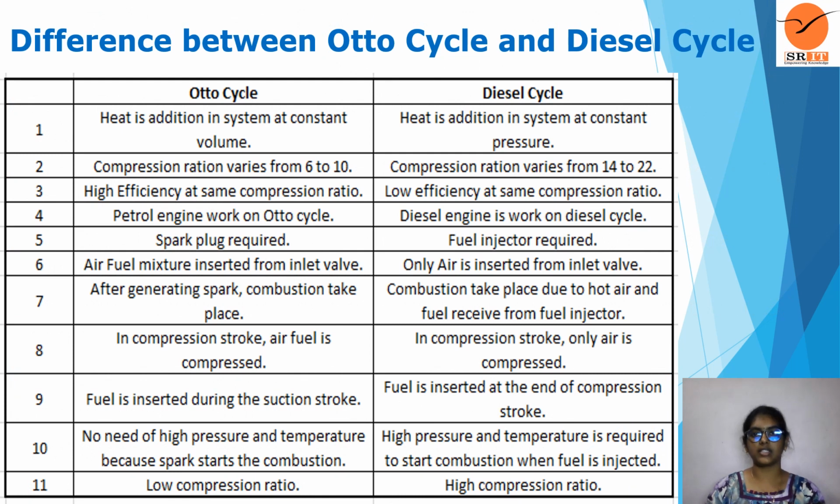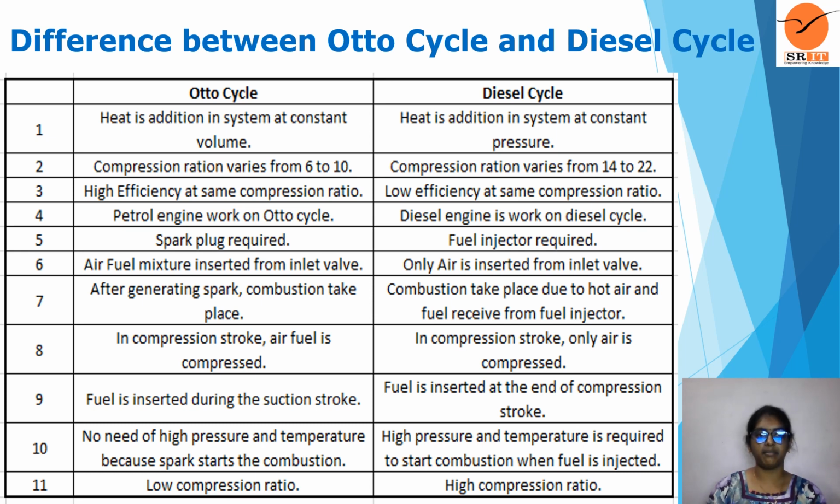Difference between Otto cycle and diesel cycle. In Otto cycle, heat is added to the system at constant volume, whereas in diesel cycle, heat is added to the system at constant pressure. In Otto cycle, compression ratio varies from 6 to 10, whereas in diesel cycle, 14 to 22. In Otto cycle, high efficiency at the compression ratio, whereas in diesel cycle, low efficiency at the same compression ratio.